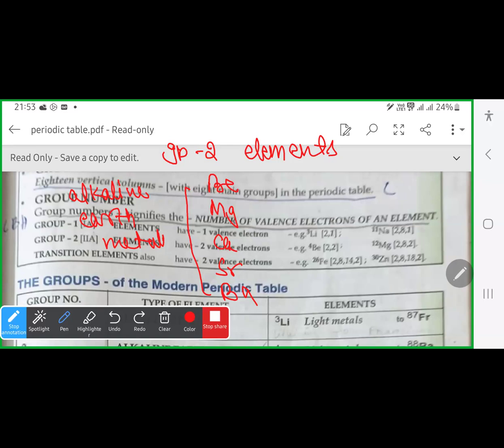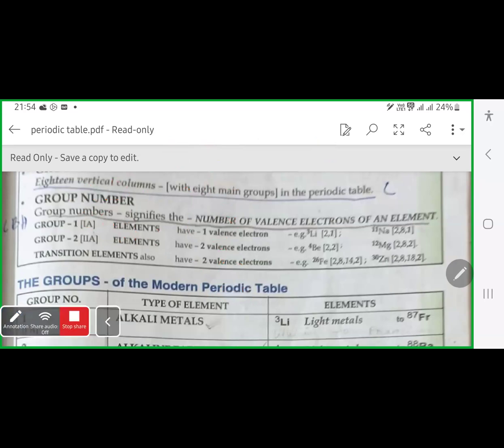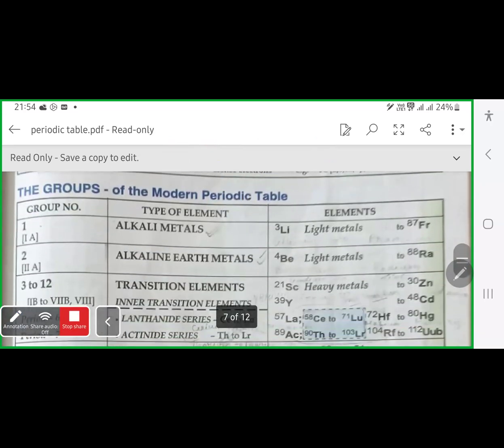In the earth crust, magnesium and calcium are present in an excess amount. So they are known as alkaline earth metals. Clear? So group 1 is alkali metals, group 2 is alkaline earth metals.